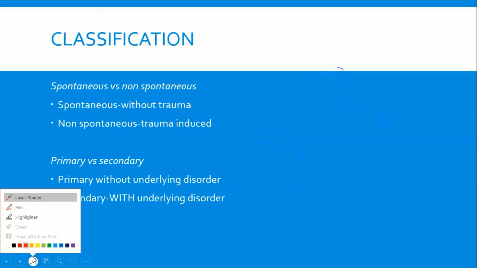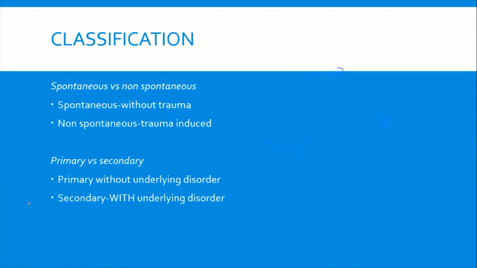What is spontaneous versus non-spontaneous? Spontaneous is without trauma. By itself, something is wrong and it is causing a pneumothorax. Non-spontaneous is due to some trauma. It can be intentional, unintentional, medical error, etc.